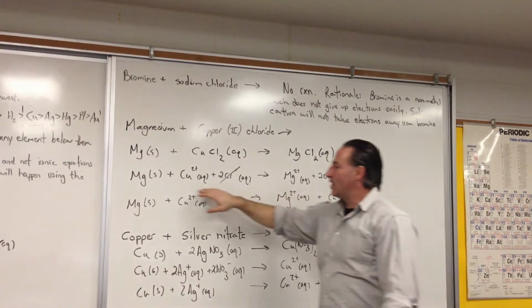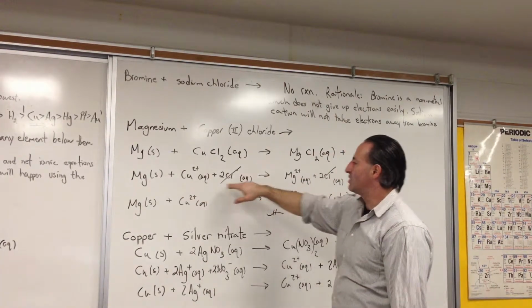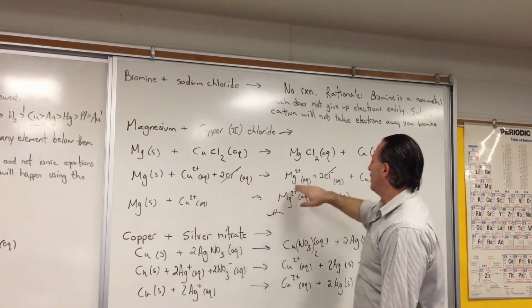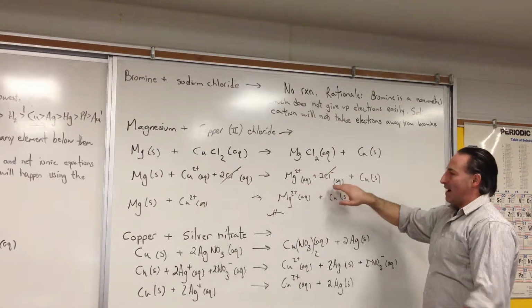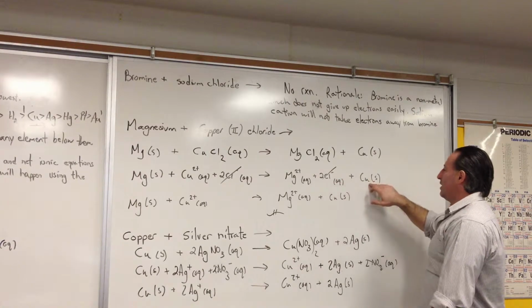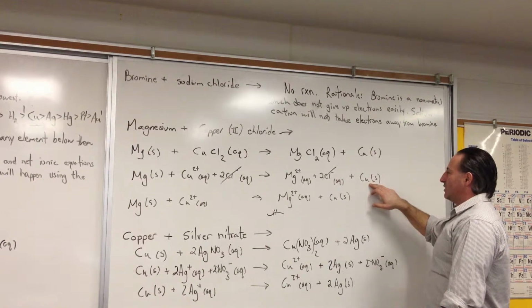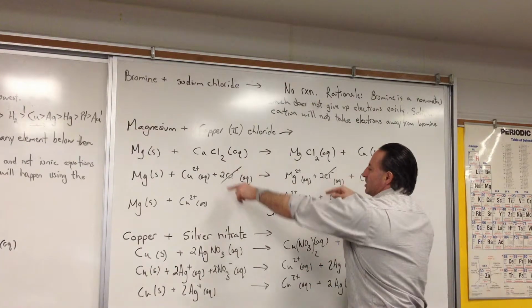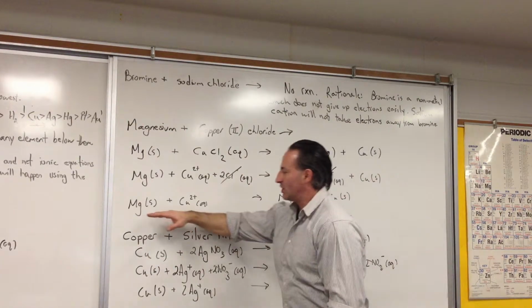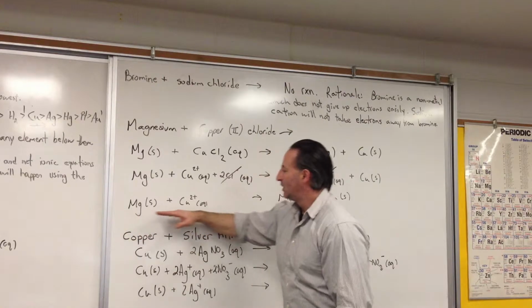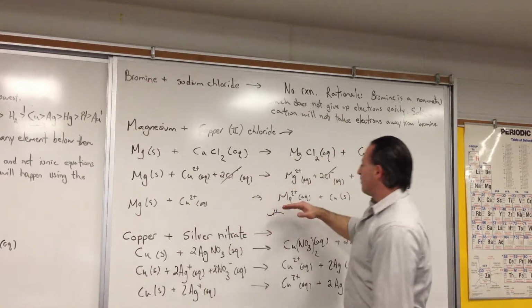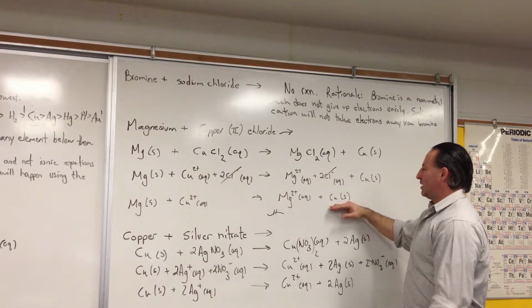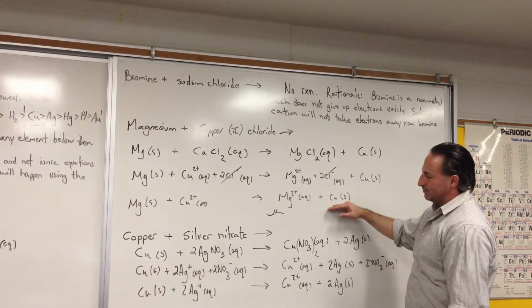Here is the ionic equation where everything is shown in the form of ions. Here's the cupric ion, here's chloride. Here's magnesium 2 plus after the reaction, and here's chloride again, and the copper turns into the elemental form. When you eliminate the spectator ions, here's the net reaction. Magnesium metal reacts with cupric to form magnesium cations and elemental copper.